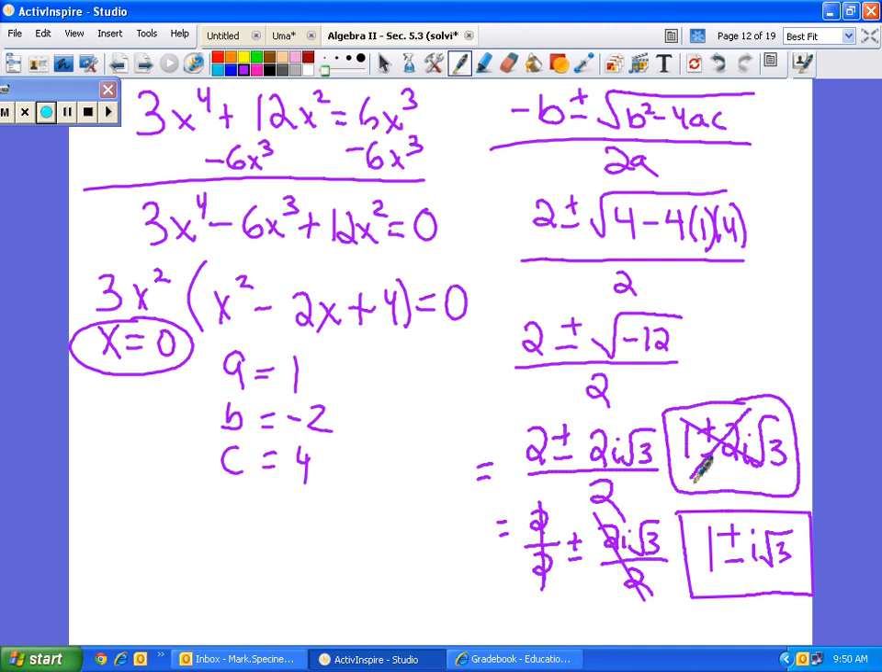Right, but it's not this plus this. It's this plus this whole thing mushed together. So it's not 1 plus 1. It's 1 plus this, i square root of 3. You canceled out 2 over 2 in the second one.